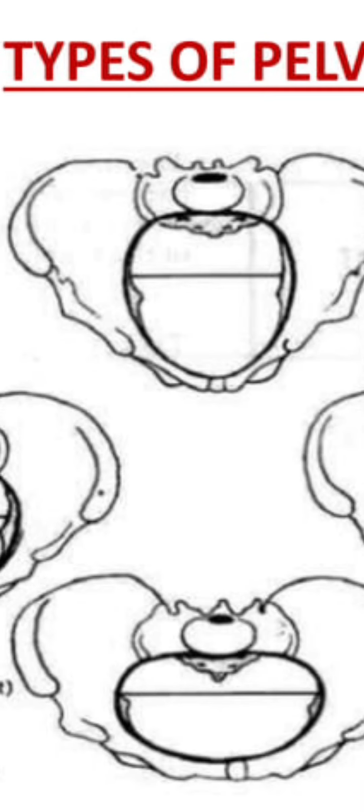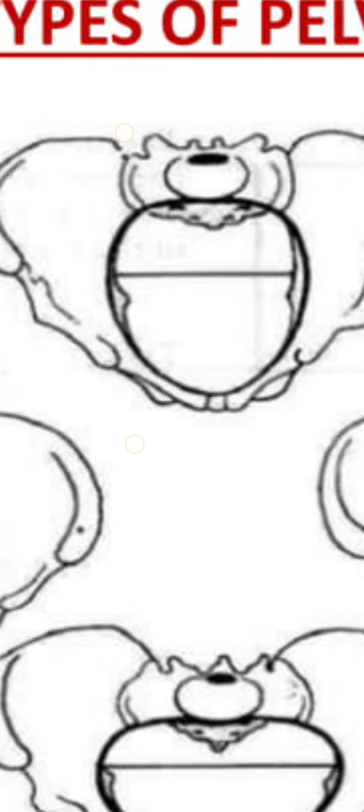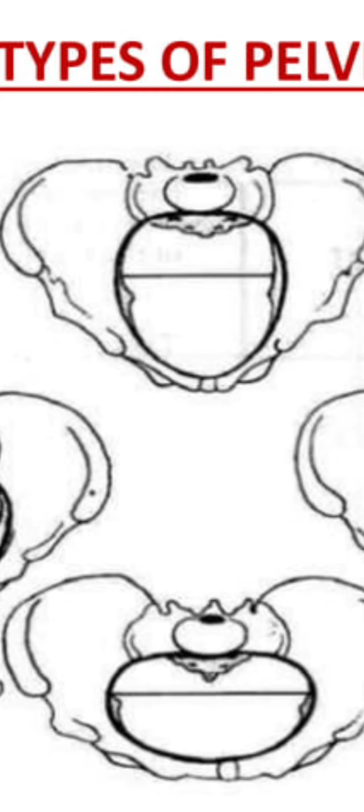And next is the anthropoid pelvis. It favors the posterior position of the fetus. If the fetus is in malposition, like a posterior position, it favors this. It has an oval shape. The transverse diameter is short. It is seen in women with narrow shoulders, so women who have narrow shoulders definitely have this anthropoid pelvis.